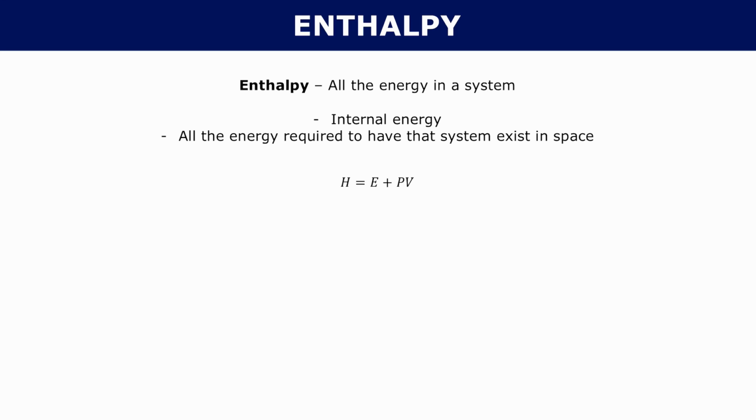Now, using this, we can set the definition that enthalpy is equal to E, which is the internal energy, plus PV. PV is pressure times volume, and that represents the energy required to have that system exist in space. The problem with this is that we can't really measure enthalpy. If we went to find all the internal energy, there's just way too many places for energy to be within that molecule. It's kind of like if you wanted to measure all the water in all the oceans. There is just way too many places for water to be. That's why we can't really measure enthalpy.